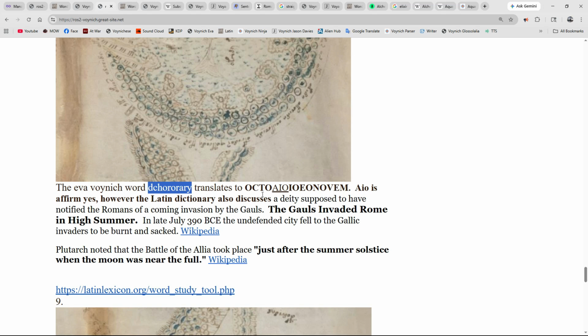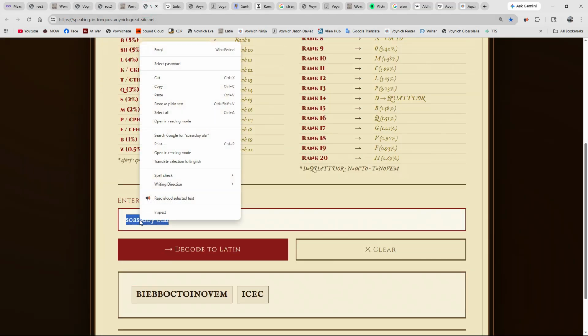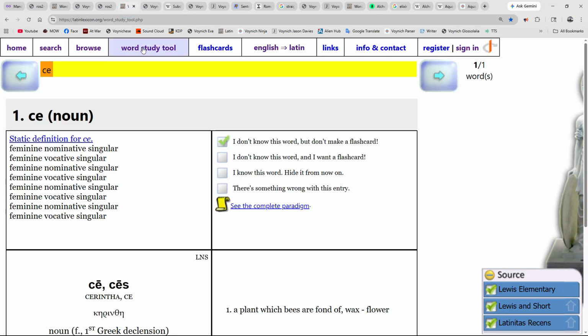Io means affirm. However, the Latin dictionary also discusses a deity who notified the Romans of the coming invasion of the Gauls. The Gauls invaded in high summer. And I think his name was Alia. So we'll go to the cipher to decode it. And there's IO. So we can go to IO in the cipher.